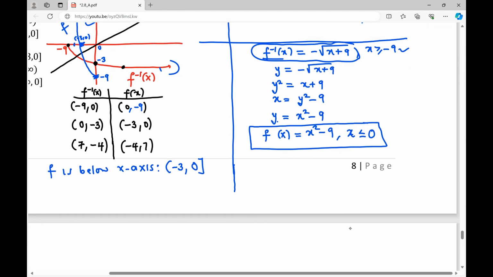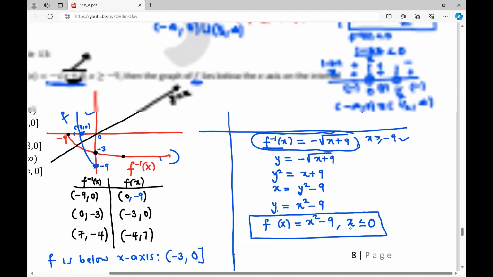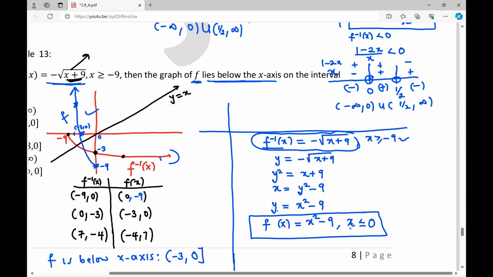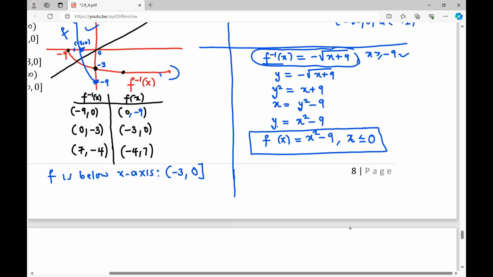But we're not using the graphical method, so we don't need to know the graph. I'm just explaining this. Now the question is asking when it lies below the x-axis. It simply means that you want your F to be less than 0. So we say x squared minus 9 is less than 0. This simply means that x squared is less than 9, so the absolute value of x is less than 3.